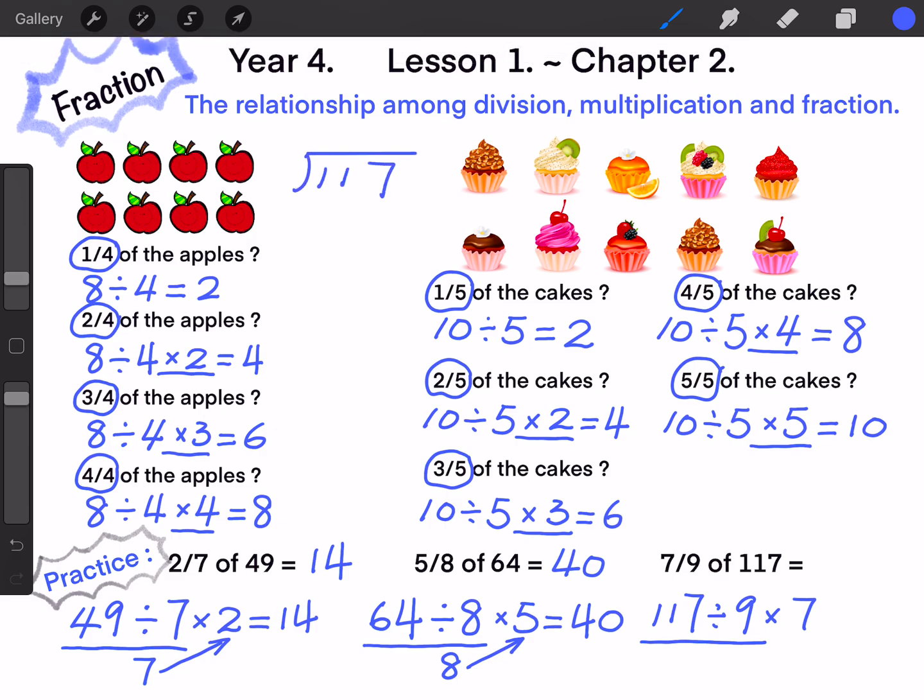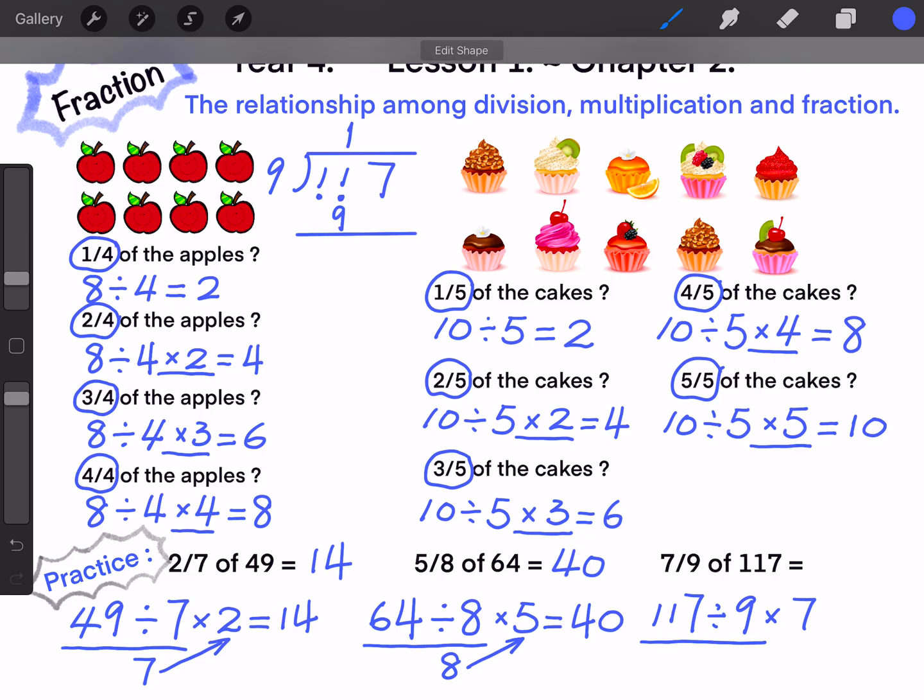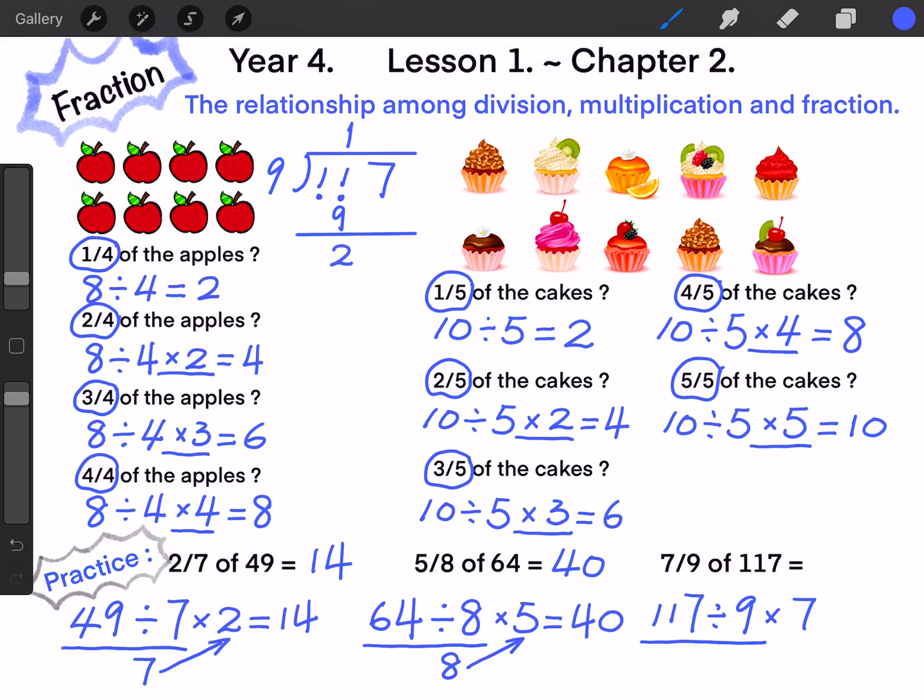117 divided by 9. On 100-digit position, 1 cannot be divided by 9, so we go back to 10-digit position. Now we have 11. 1 times 9 equals 9. 11 minus 9 equals 2. And we still have 7 on 1-digit position.